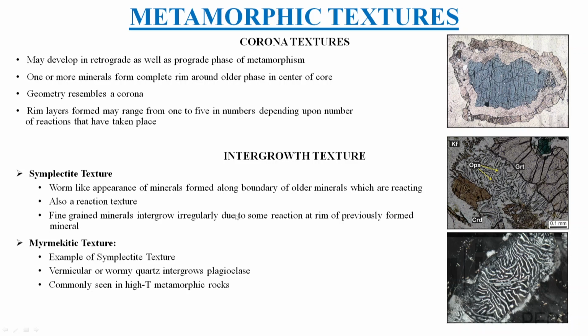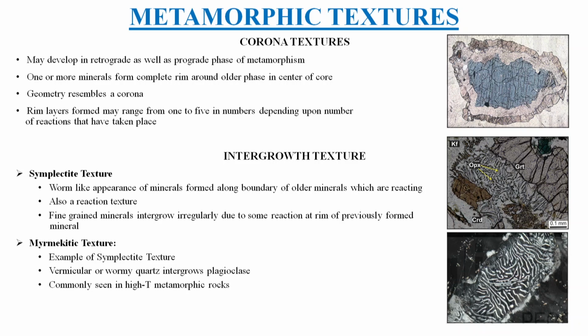Then you can also have myrmecite texture. Earlier people used to think that myrmecite texture is only possible in igneous rocks, but myrmecite texture can also form in metamorphic rock. So, it is also an example of your symplectite texture. Vermicular or wormy quartz intergrows within the plagioclase just like that of your igneous rock, but myrmecite can also form in metamorphic rock.